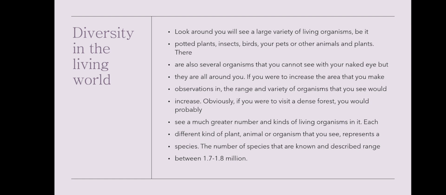The chapter is diversity in the living world. Look around, you will see a large variety of living organisms, be it plants, insects, birds, pets, and other animals. Also, there are several organisms that you cannot see with your naked eyes, but they are all around you. If you were to increase the area, you may observe many more living organisms. There is a much greater number of living organisms, and each different kind of plant or animal that you see represents a species. The rough number can be 1.7 to 1.8 million.